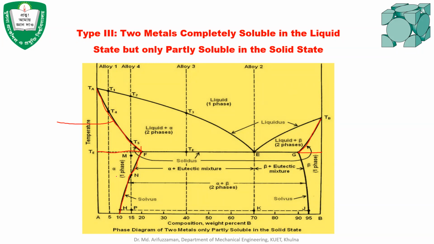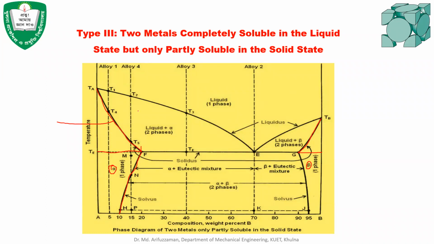And in here, we will indicate the solid that is formed as alpha. So alpha will contain more A and a small amount of B. And in the case of beta, it will contain more B, and A will be soluble in B. Okay, that's how we define the solid phases.